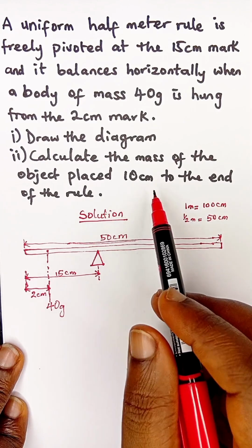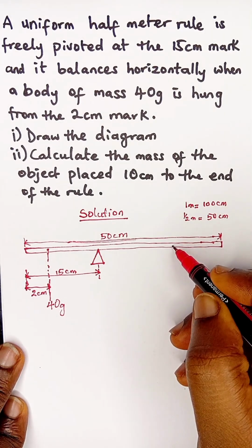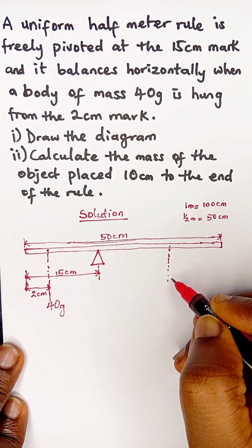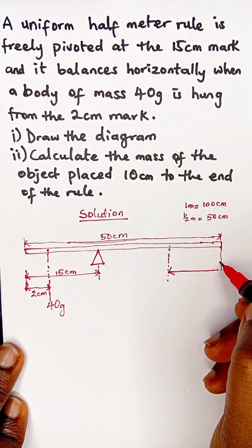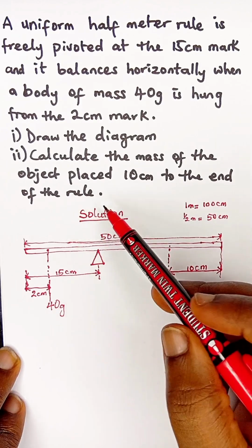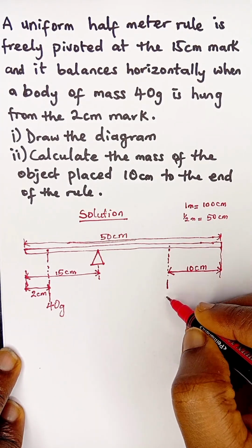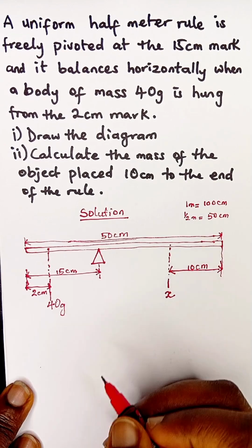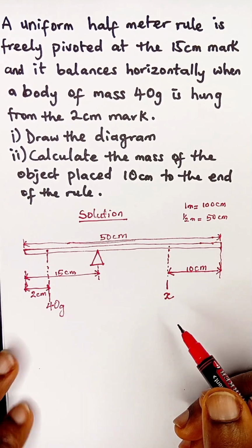Then the next one says calculate the mass of the object placed 10 cm to the end of it. So you are going to go to the end of the rule, make a mark and label it 10 cm. Should be towards the end. Yes. And it told us that a mass is hanging there. This mass, we don't know the value. Let's call it x. Now we've fully represented what is given in the question in the diagram.